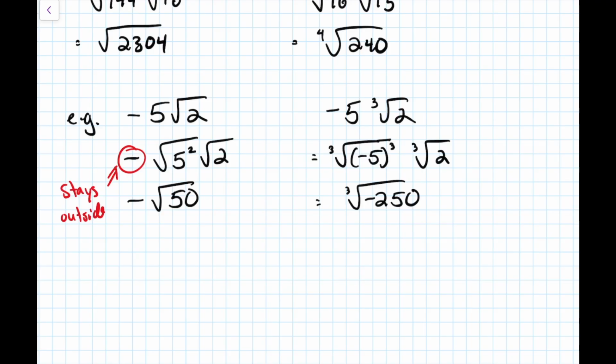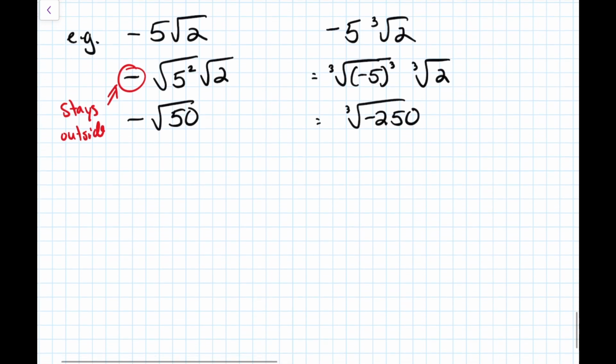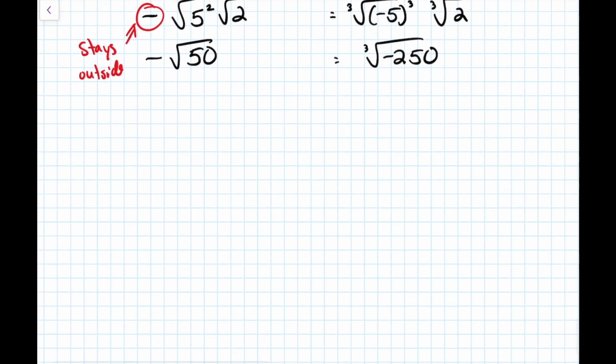So you got to pay attention to what your index is, right? An even index, the negative has to stay out. An odd index, it can go in or out. It doesn't really matter. Okay, one last thing just to kind of wrap this all up. Let's say you were asked to multiply a couple of things and then write them as a mixed radical in simplest form, or as entire radical, either way.